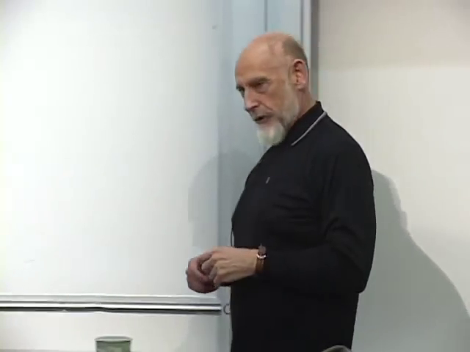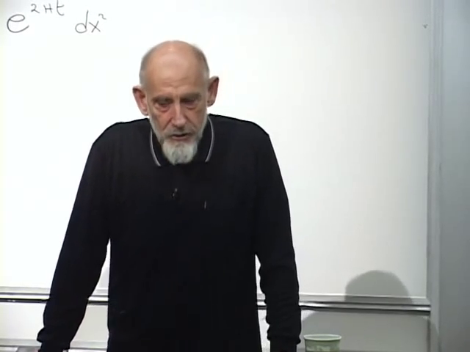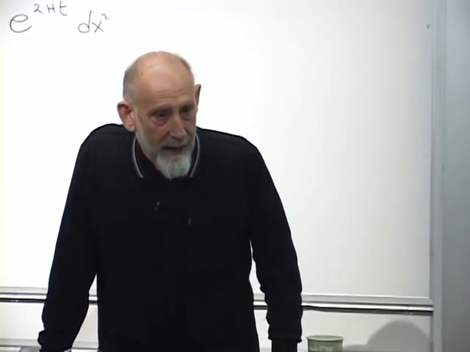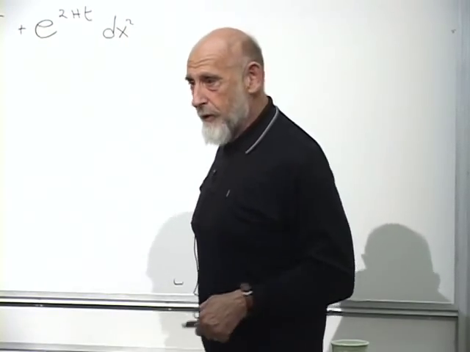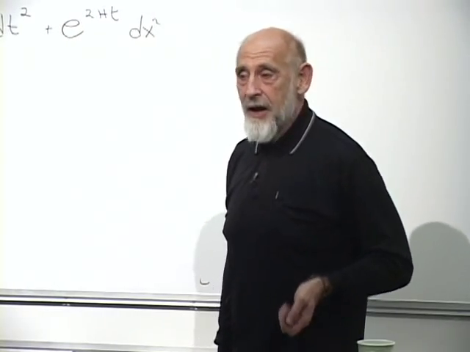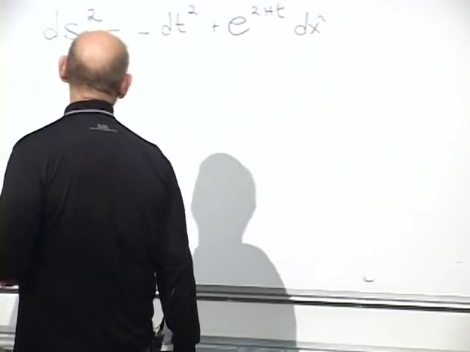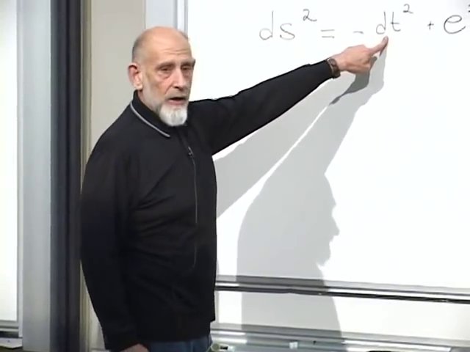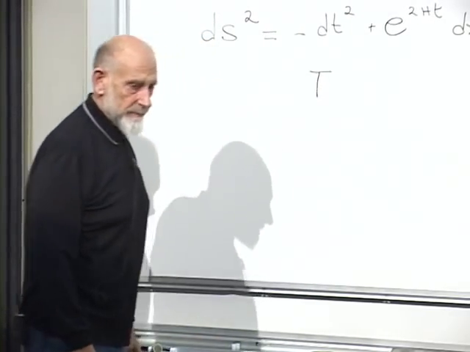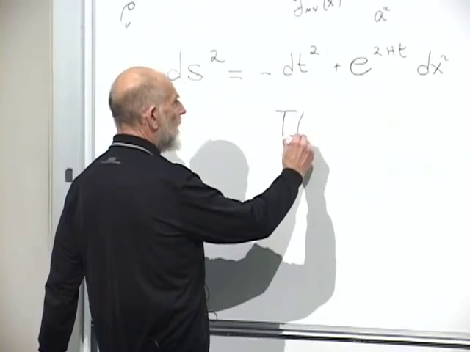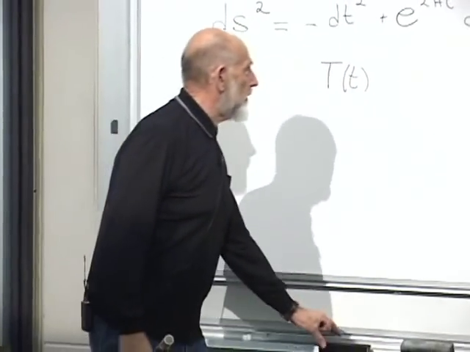So we're going to make a coordinate transformation. And we're going to do this in a way that makes light rays move on 45-degree angles in this space. It's always good to do that. Always get the light rays moving at 45-degree angles, and it's easy to see what can communicate with what. All right, so here's the trick. We're going to change coordinates. We're going to introduce a new coordinate. I'm going to call it capital T. And it's a function of the old t. And it's going to have the property. Here's the property it's going to have.